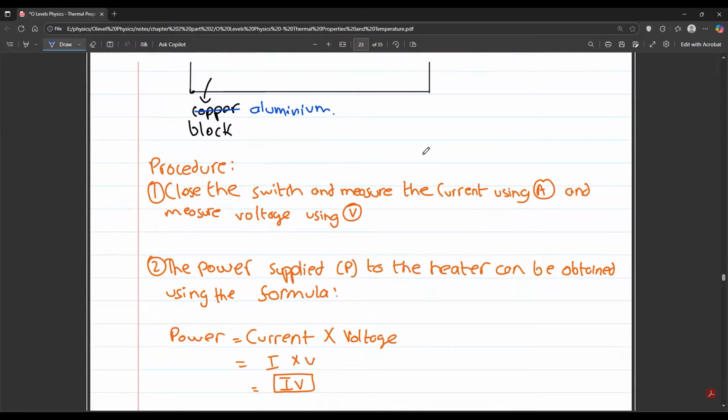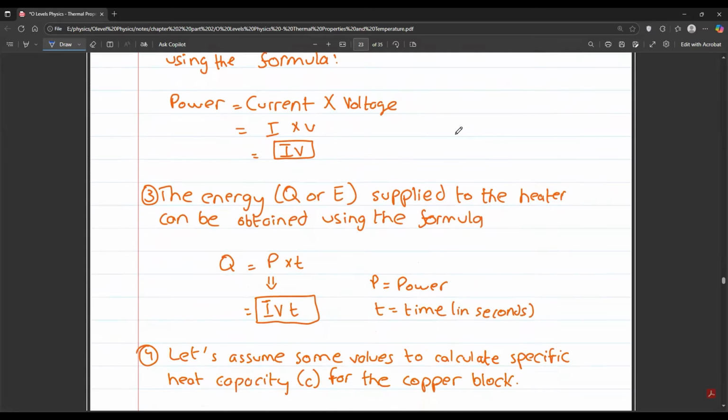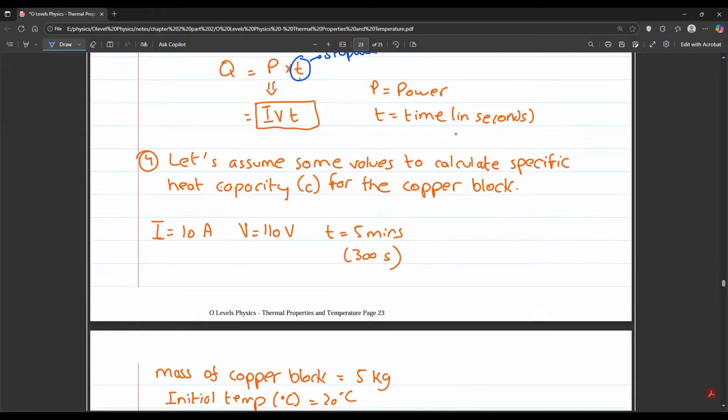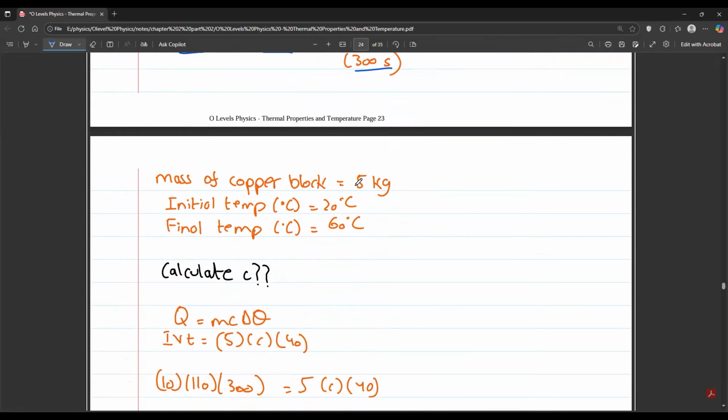I have written this entire procedure here, you can literally copy paste this. Close the switch, measure the current and measure the voltage. The power supplied can be calculated using IV. The energy supplied can be calculated using power into time. ये time कहाँ से आएगा? Using the stopwatch. Let's say you have measured the time as 300 seconds. You don't have to show the calculation, आपने सिर्फ theoretical procedure बता देना.